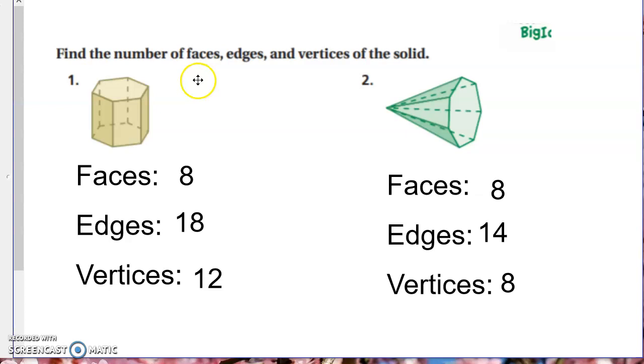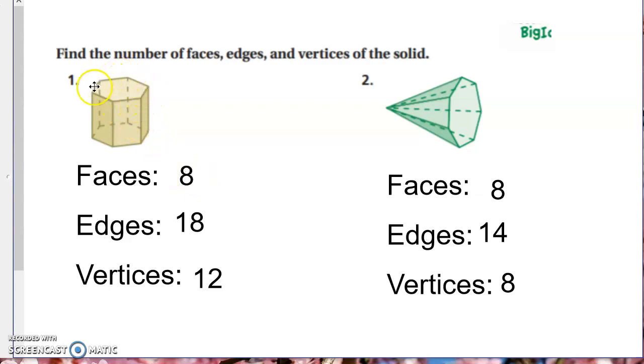First question says, find the number of faces, edges, and vertices of the solid. This shape here is a hexagon. So if we're looking for the number of faces, that means I'm counting how many flat surfaces this shape has. There's one on top, one on the bottom, and then 6 going around for a total of 8.